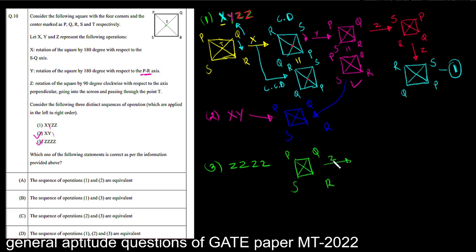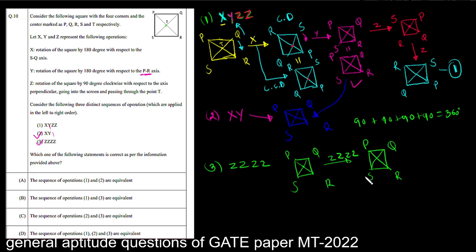One can directly say from this figure, because Z is nothing but a 90-degree turn, and whenever we turn 90 degrees 4 times, it will complete one full circle. That means 90 plus 90 plus 90 plus 90 will give 360 degrees. So we have completed one full revolution of this figure. Simply we can say, after applying Z 4 times, we end up with the same figure, because we are completing one whole circle. So you can say we are getting this result, PQRS.